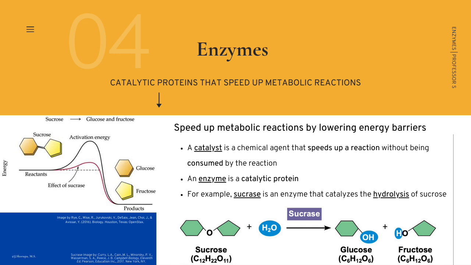Now look at the red line. This is how the reaction proceeds with the use of an enzyme. So what happened here? The activation energy was decreased. Less energy is needed before the reaction occurs, which helps speed it up.